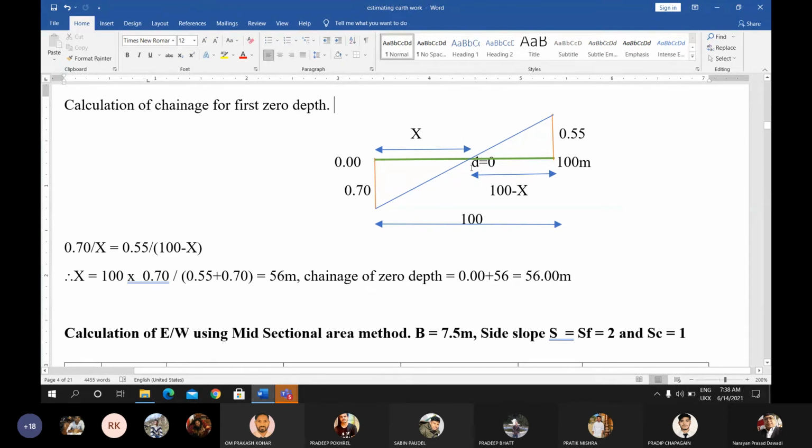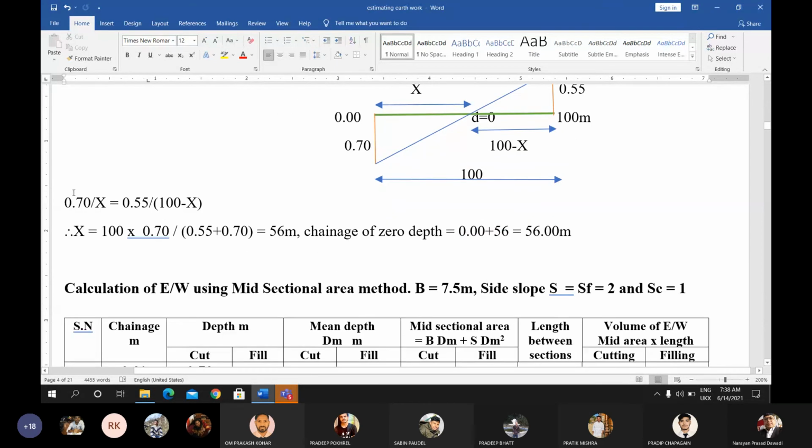Now the remaining part beyond this D equal to 0 point must be 100 minus x. Now use the relation of the symmetrical triangles. Then 0.70 divided by x must be equal to 0.55 divided by 100 minus x. Vertical by base, for both triangles, vertical by base is equal to vertical by base. You will get 0.70 by x is equal to 0.55 by 100 minus x.